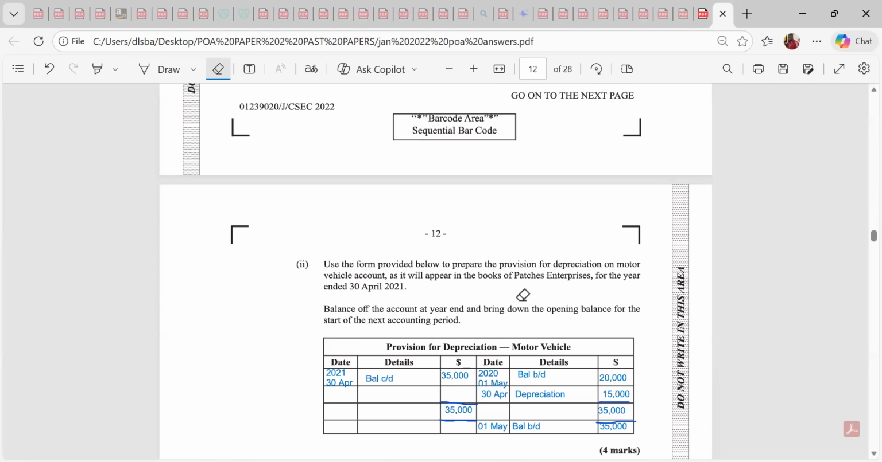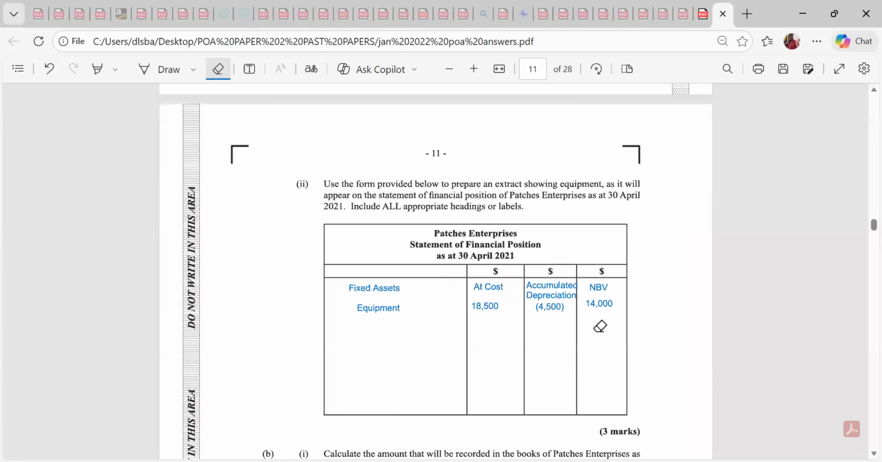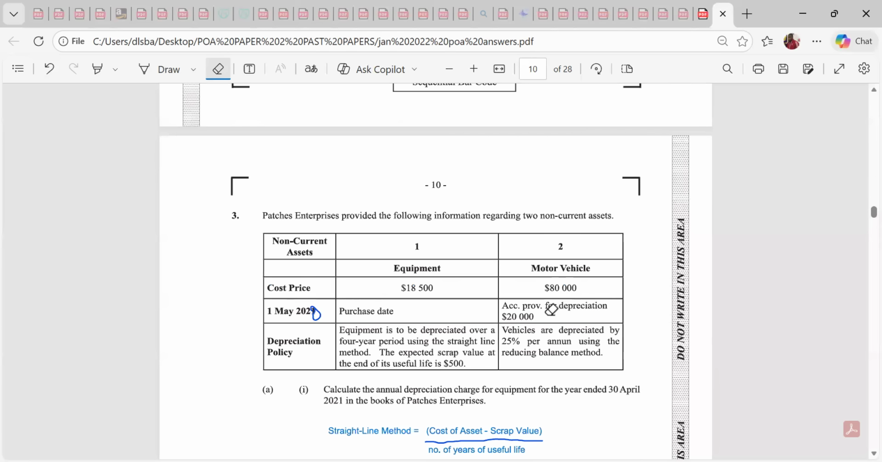We want to balance it. So I would start off with a balance brought down of this 20,000. As it said, it had accumulated provision for depreciation of 20,000 from before. So I would start off with that as my balance brought down.